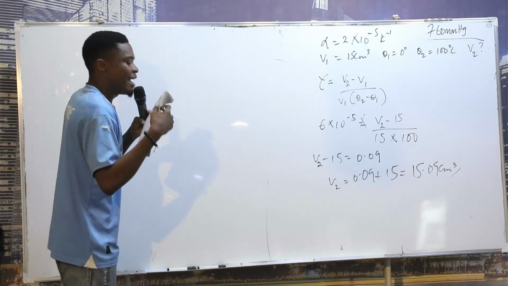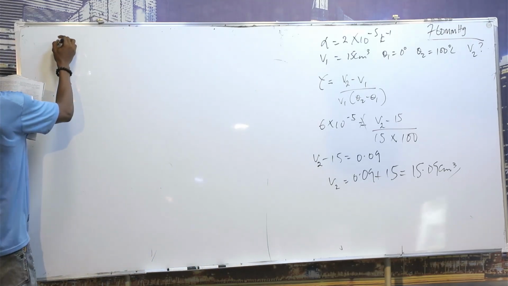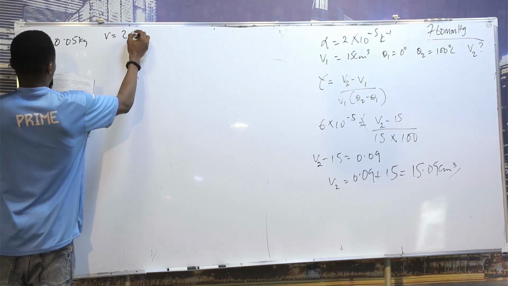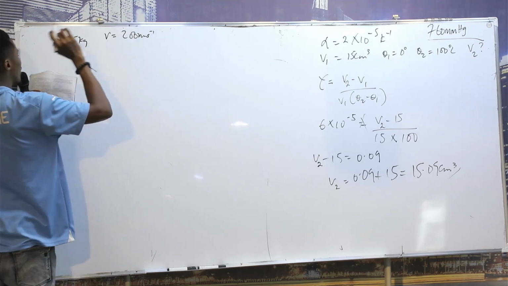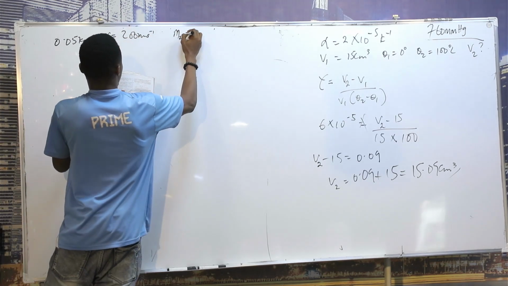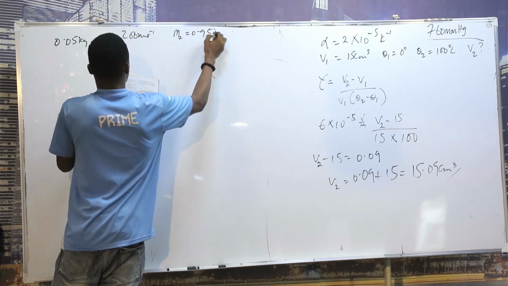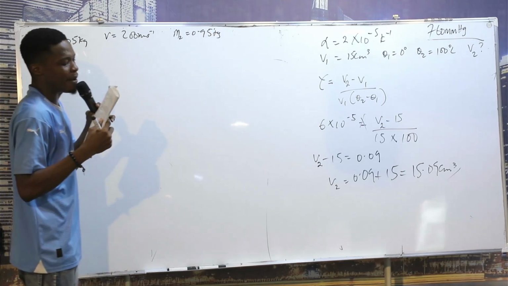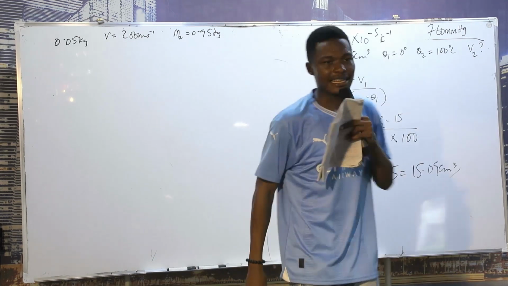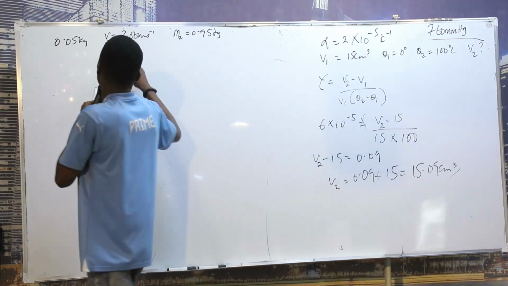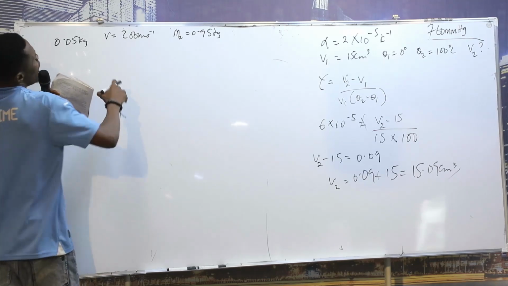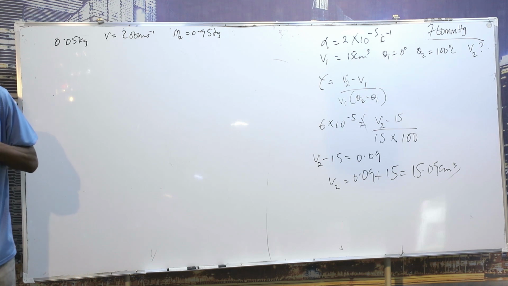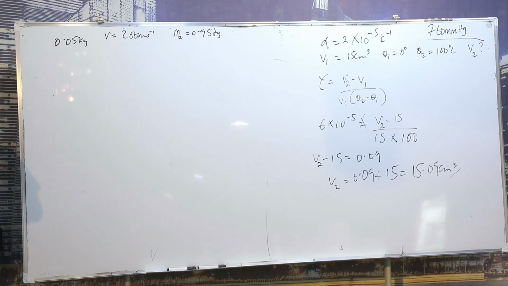Okay, they said a lead bullet of mass 0.05 kg is fired with a velocity of 200 meters per second into a lead block of mass 0.95 kg. Given that the lead block can move freely, the final kinetic energy after impact is? Now, all we need to do is, first of all, determine the velocity after impact. If you can find the velocity, then we'll use it to find the energy, right?